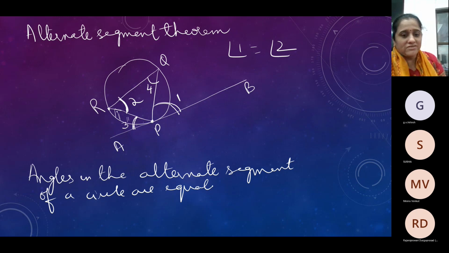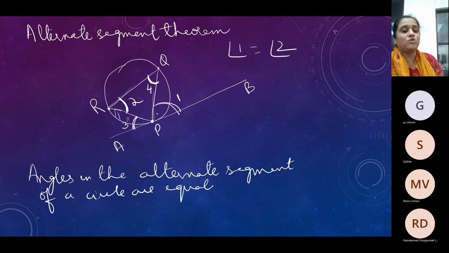So see here, PR is the chord. Q is the point in the alternate segment. So join R to Q and P to Q. What should you join to Q? The ends of the chord. Which is the chord? PR. Which are the ends of the chord PR? P and R. Join P to Q and R to Q. So now that forms angle 4.